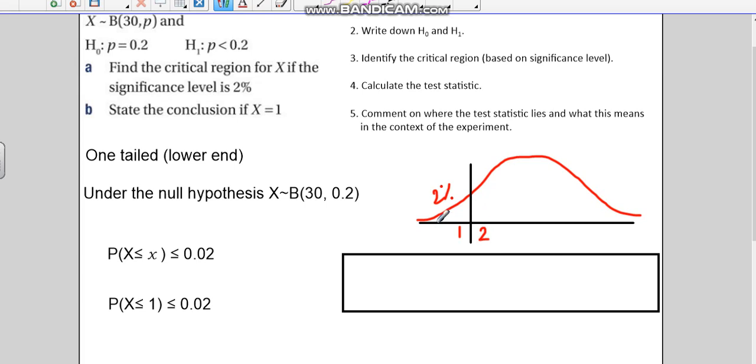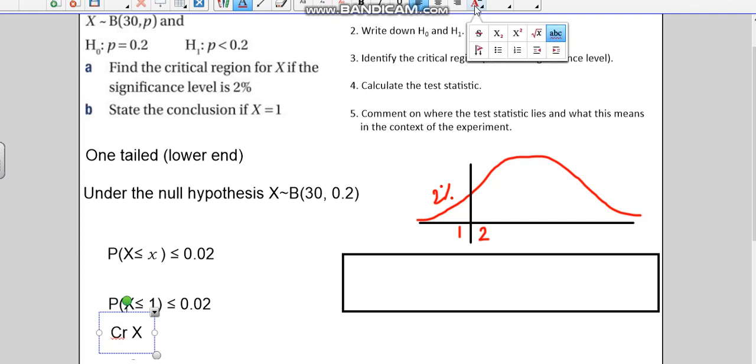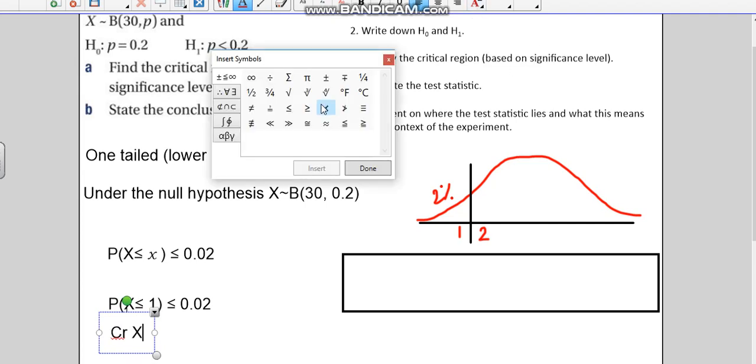Okay, so the critical region, just to write this down formally, the critical region is x less than or equal to 1, and the acceptance region is x greater than or equal to 2. Okay, and we did a lot of that last lesson, identifying the critical region and the acceptance region. So critical region here, acceptance region here.